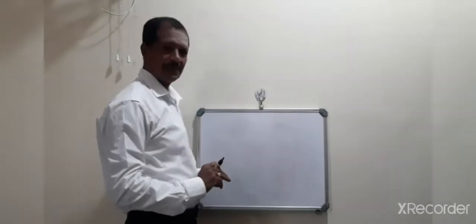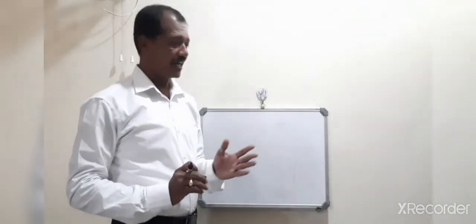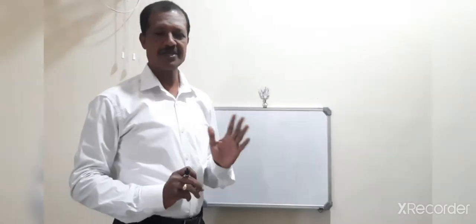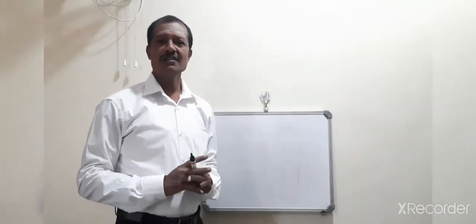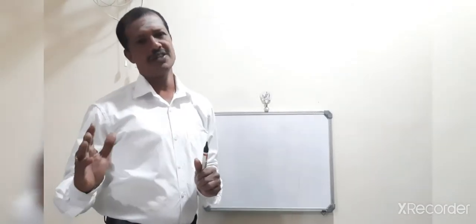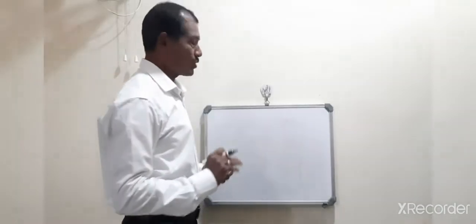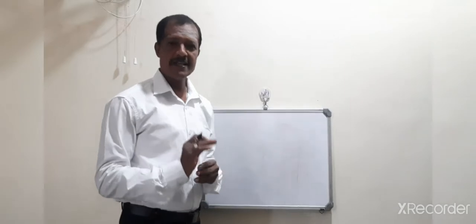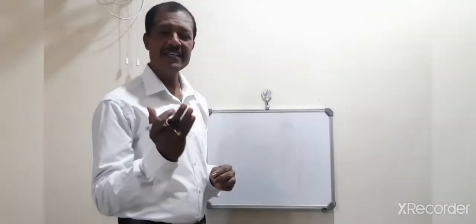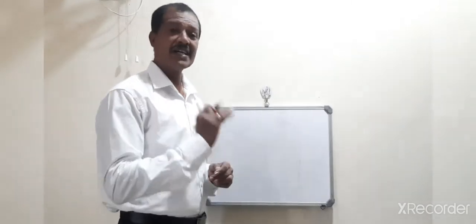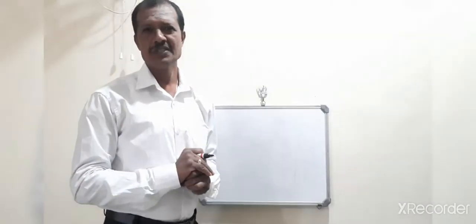Morning students. In the last class we discussed the calculation of binary addition, subtraction, multiplication and division, and hexadecimal addition and subtraction. Octal addition and subtraction are not in our syllabus; we'll discuss that afterwards. So once you know binary addition, in this class you can understand how to convert octal to binary and binary to octal, and hexadecimal to binary and binary to hexadecimal.